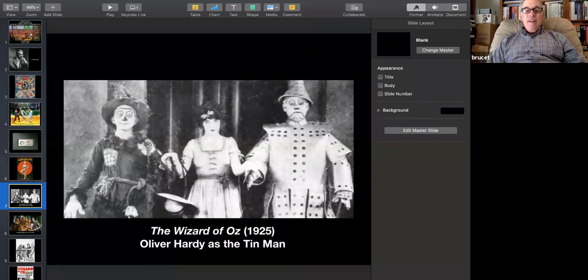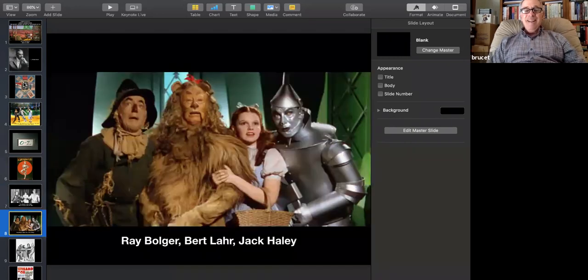But in 1925, there was a silent film made based on The Wizard of Oz, and it wasn't very good. However, it did have the great Oliver Hardy as the Tin Man, and they changed the plot of The Wizard of Oz and made him the villain. So that's one of the reasons why it didn't work.